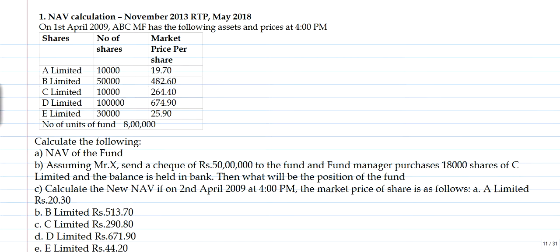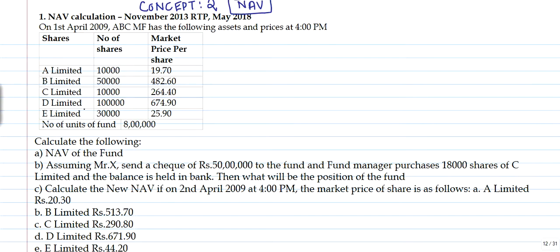Hello students, we are done with concept number 1 under mutual fund, that is mutual fund return. Now we are going to concept number 2, calculation of NAV, net asset value. NAV calculation. On 1st April 2009, ABC Mutual Fund has the following assets and prices at 4 p.m.